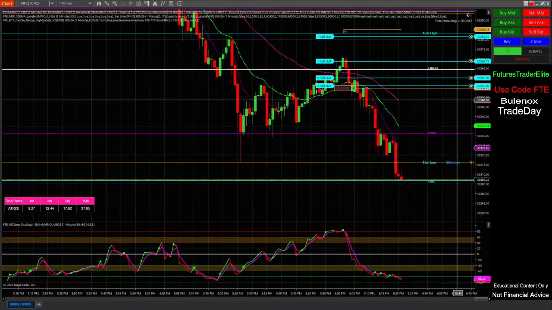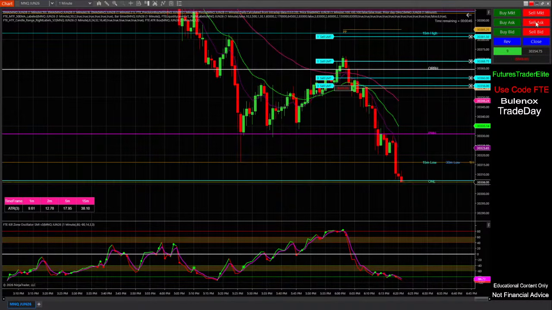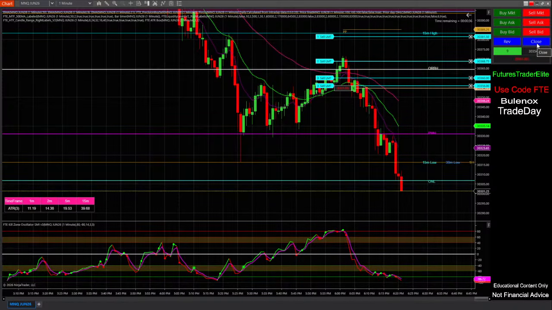We're cutting. I'm gonna cut. I'm gonna cut. I'm at 600 in the red. 650. 700.